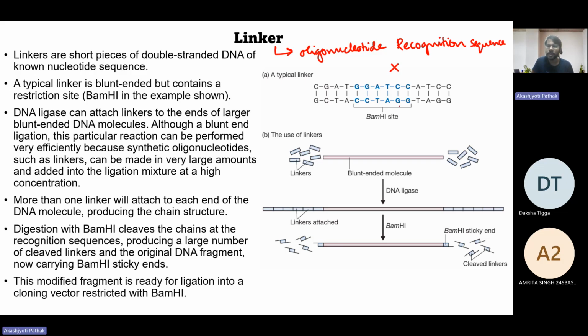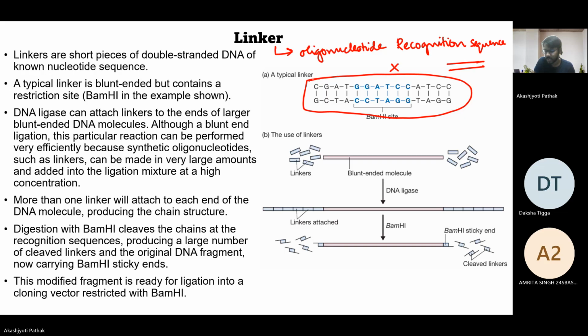Okay. So for example, you have a gene of interest, but your gene of interest does not have a recognition sequence which can be cleaved by the restriction enzyme that you have in your lab. Then how will you clone your gene of interest? In that case, you can use a linker. Okay. So you see, this is the linker molecule. This entire thing is your linker molecule.